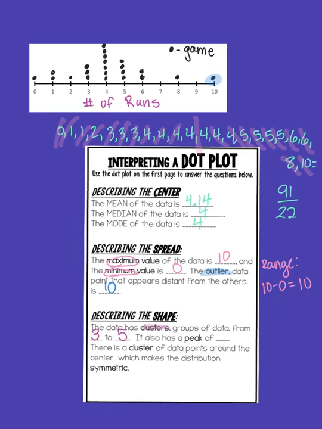It also has a peak. A peak is where it goes to the top. The peak is at 4. So there's a cluster of data points around the center, which makes its distribution symmetric.